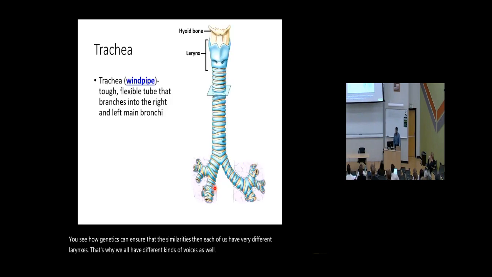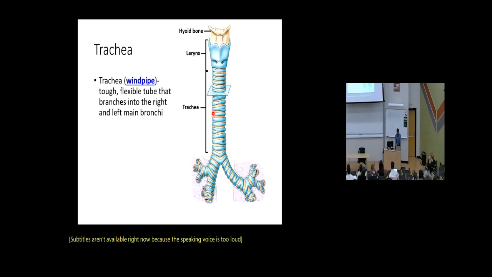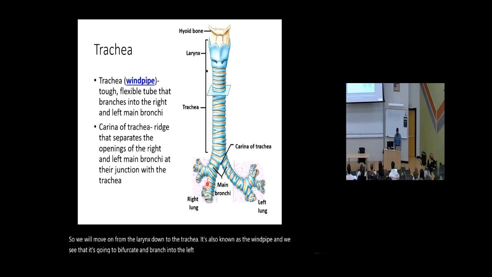So we'll move down from the larynx to the trachea. It's also known as the windpipe, and it's going to bifurcate and branch into the left and the right bronchi, and they will enter into the two lungs. Now the point where it branches off is called the carina, because it looks like the keel of a ship. That's what the early anatomists were reminded of when they saw the bifurcation of the bronchi.